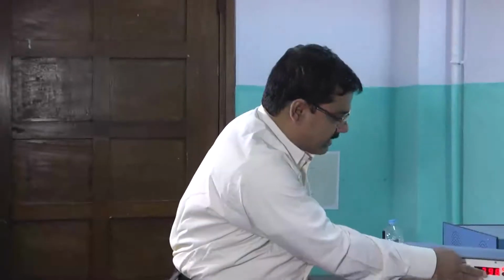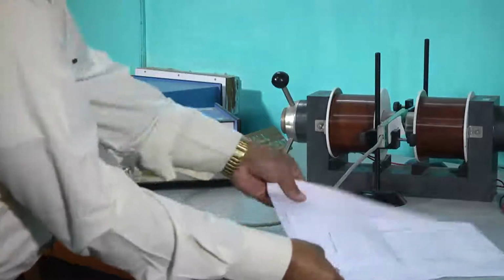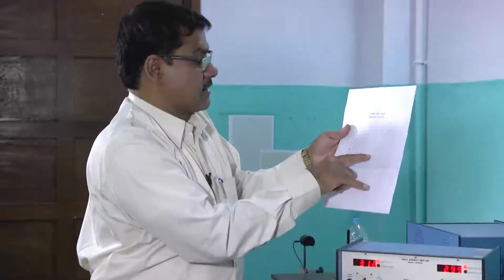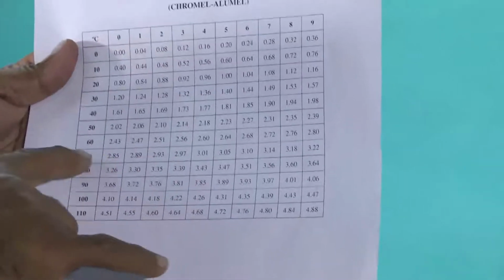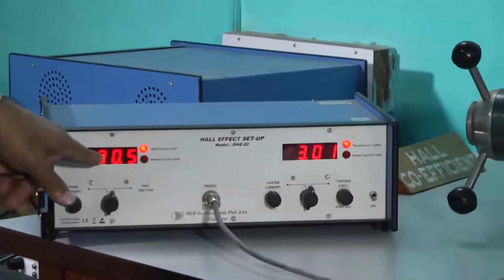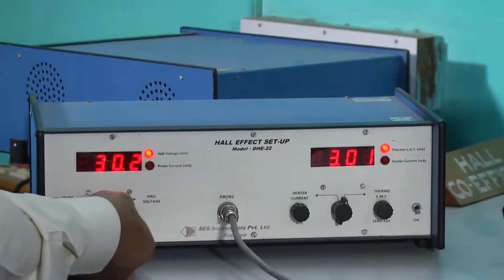So, it is decreasing, temperature increasing. What is the temperature now? 2.98, 2.98, 2.97 I can see here. So, the temperature is 73. So, at 73 degree centigrade, you have to note down this Hall voltage, 30.5. So, now I will stop it.